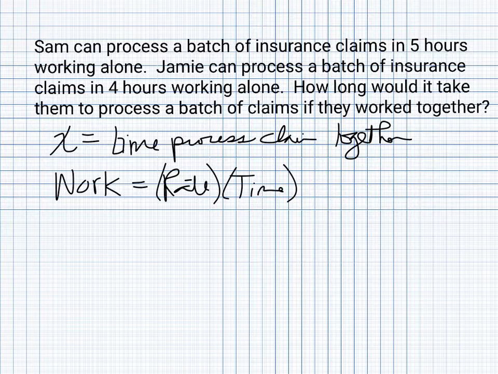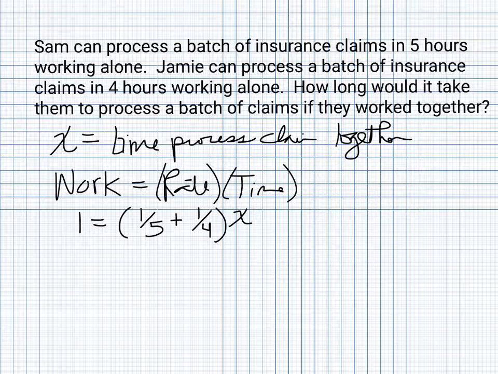Well, Jamie and Sam are going to process one batch of claims, so that's the work done. We need to know the rate at which they work. It says that Sam can process a batch of claims in 5 hours, so that's one batch in 5 hours. Jamie can process a batch of claims in 4 hours, so that's one batch in 4 hours, or 1/4. If we take their individual rates and add them together, that gives us their rate working together. And finally, the time that they're going to work together is x. So we now have an equation which will allow us to solve for the quantity we wish to know.